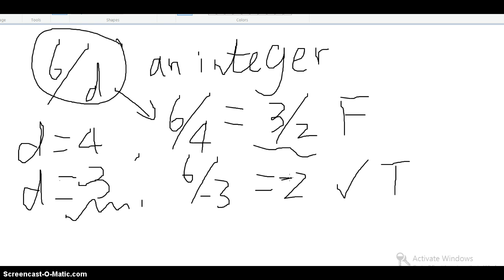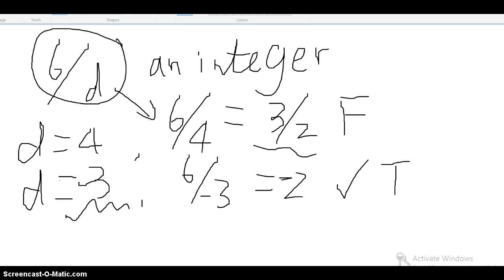So keep doing this, try to pick some positive numbers, negative numbers, and you will find out what kind of numbers you should pick for D to make 6/D an integer. So that's what you are looking for.